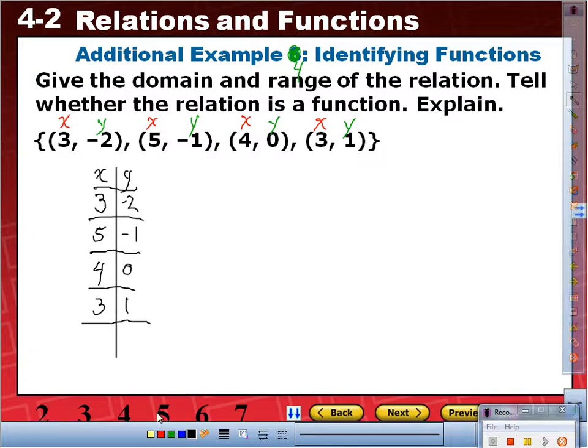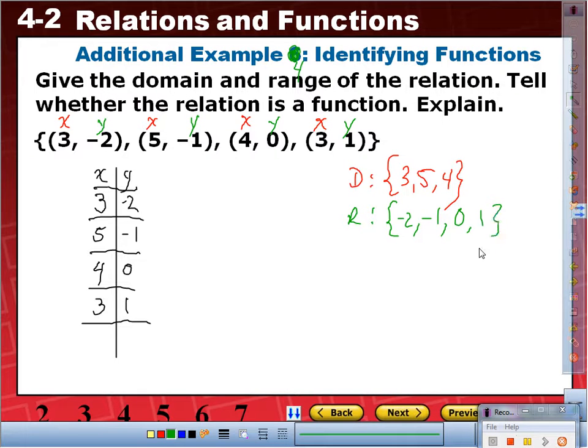Okay. So now they're saying, give the domain and range. What is the domain for this one? 3, 5, 7. I'm sorry, 3, 5, 4. Do we repeat the 3? No. So therefore the domain, focus please, the domain is 3, 5, and 4. Okay? And what is our range? -2, -1, 0, and 1.